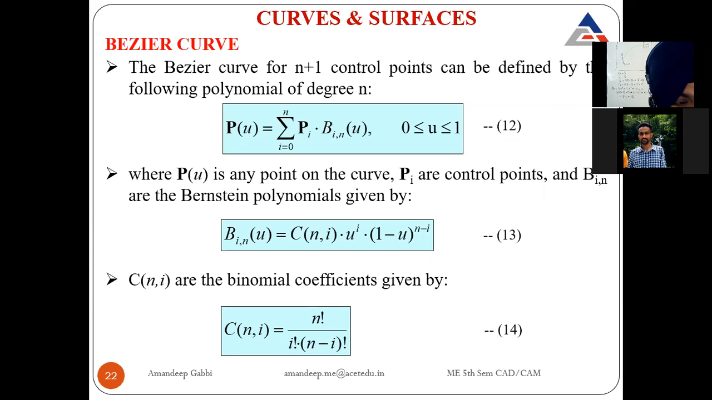Here P(u) is any point on the curve and P_i are the control points, and the Bernstein polynomial is given by this. Similarly, C is the binomial coefficient, given by n factorial divided by i factorial times n minus i factorial. This is how it is generated. Just remember this first polynomial. That is important.